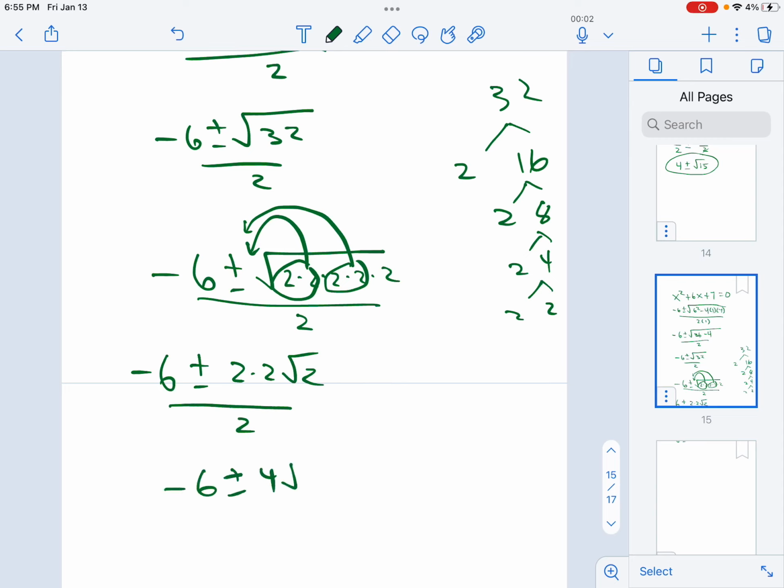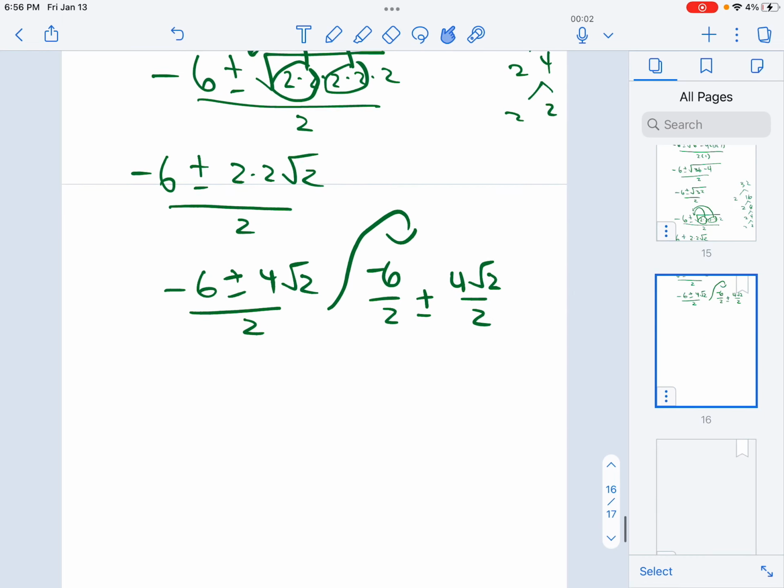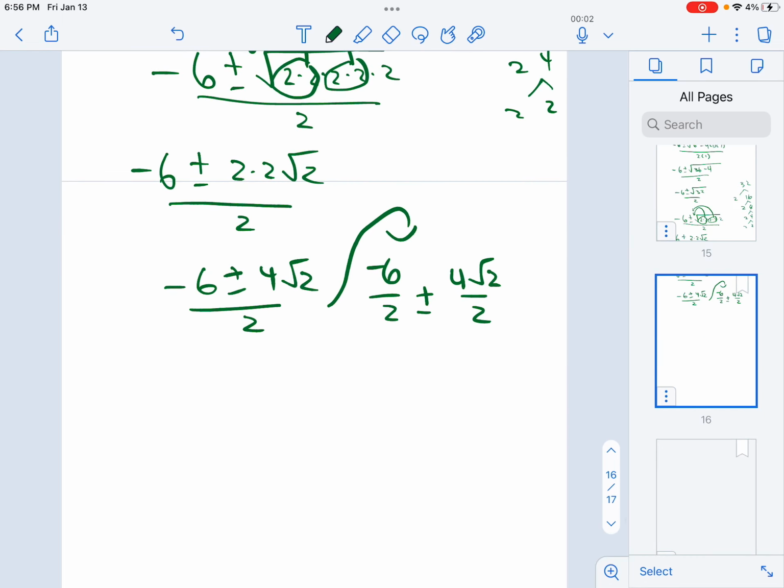Which is negative 6 plus or minus 4 square roots of 2 over 2, which is the same thing as negative 6 over 2 plus or minus 4 square roots of 2 over 2, just breaking apart that division sign. Negative 6 over 2 is negative 3, plus or minus 4 over 2 is 2, 2 square roots of 2.